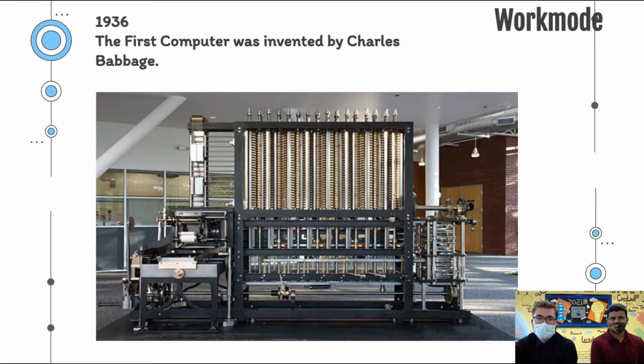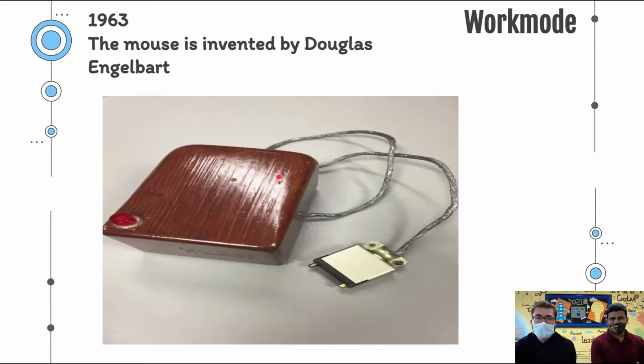And the first computer was invented by Charles Babbage. This one is a computer. You can see compared to now, it's a lot of difference. That was in 1936. And the mouse was invented in 1963 by Douglas Engelbart. After he invented it, he went to work for Xerox, if you know the company, the Xerox machine. Xerox was the first company to use the mouse in the personal computer.